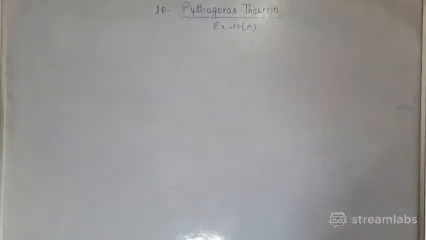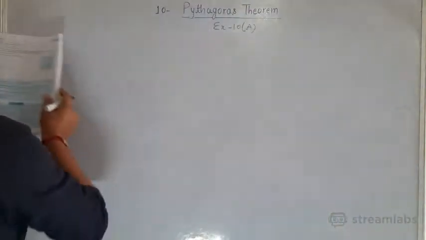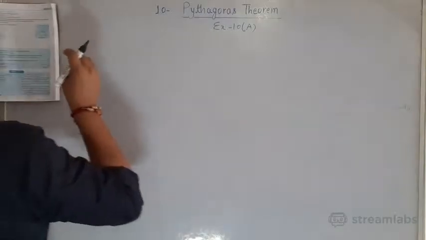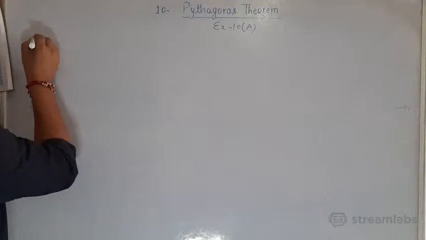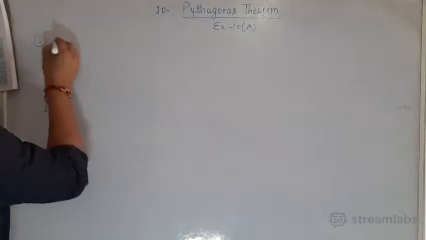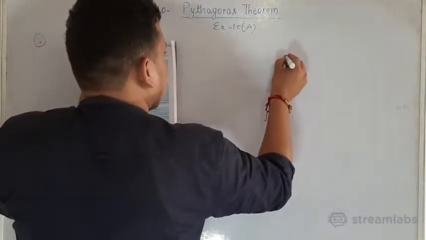So let me start the new exercise, exercise 10A. Question number 1 is easy. You can try to solve it at home one by one, but one part I will take here. Question number 1. The figure is mentioned in this book.